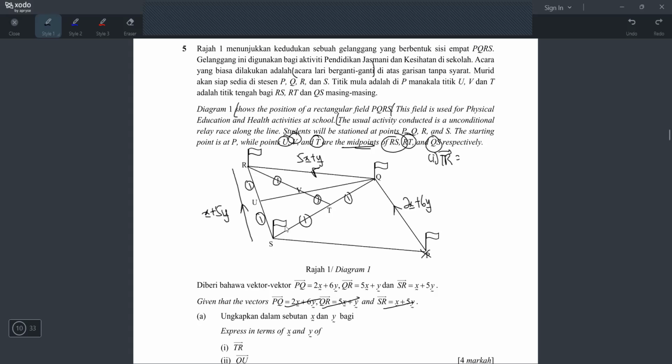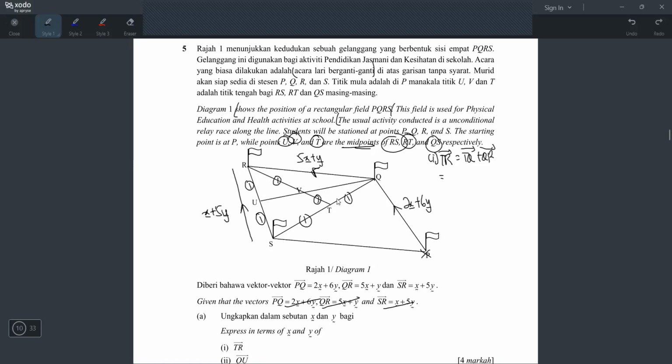It's actually very easy because the vector from T to R will just take TQ plus QR. Or you can also do TS plus SR. Up to you. You will get the same answer, right? But I'm gonna do TQ plus QR, right? But for those that want to do TS plus SR, you can also, you don't have to erase your working. You will get the same answer, right?